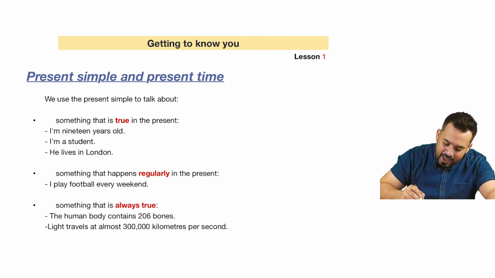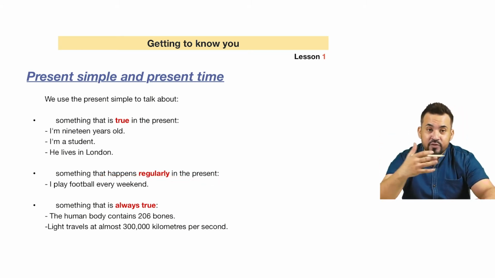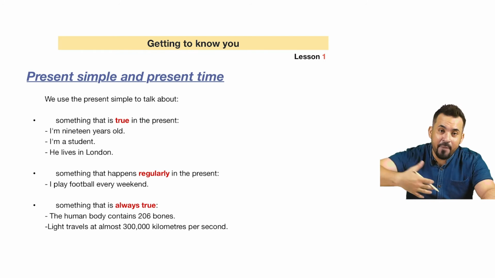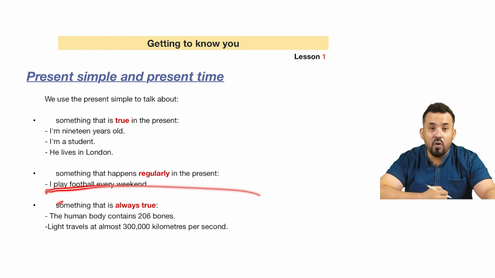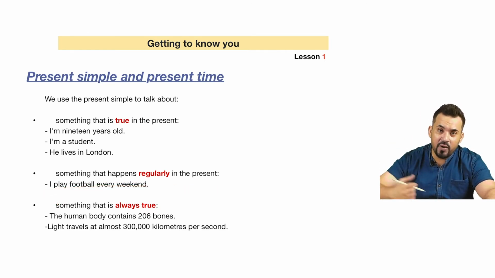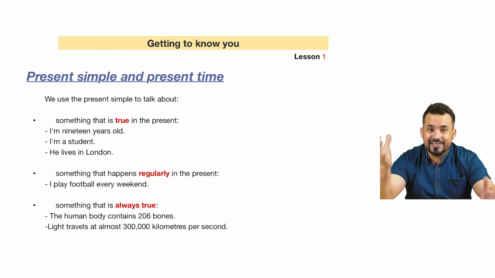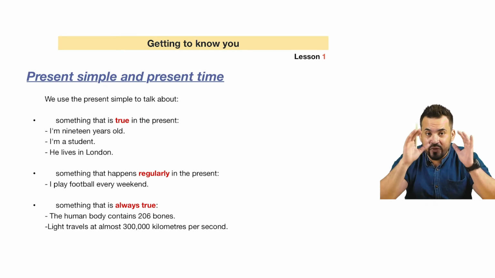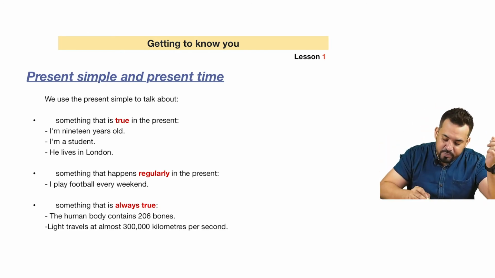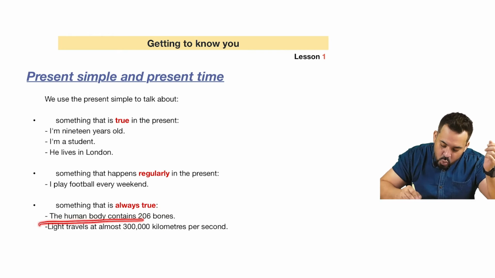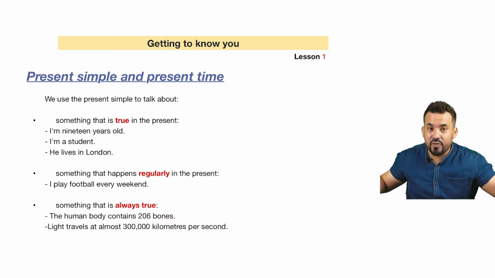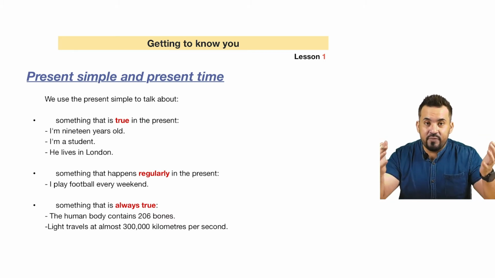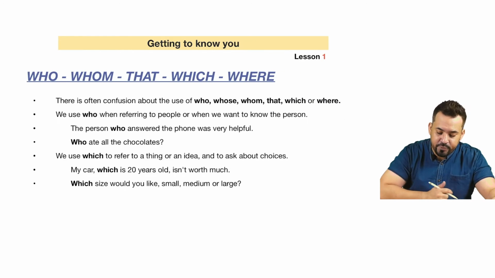Something that happens regularly in the present, we use the present simple. So something that happens routinely or on a regular basis. Like for example, I play football every weekend. Now, something that is always true. These are like scientific facts. Something that is proven to always be true. For example, the human body contains 206 bones. Light travels almost 300,000 kilometers per second. Those are scientifically proven facts, so we always use the present simple.